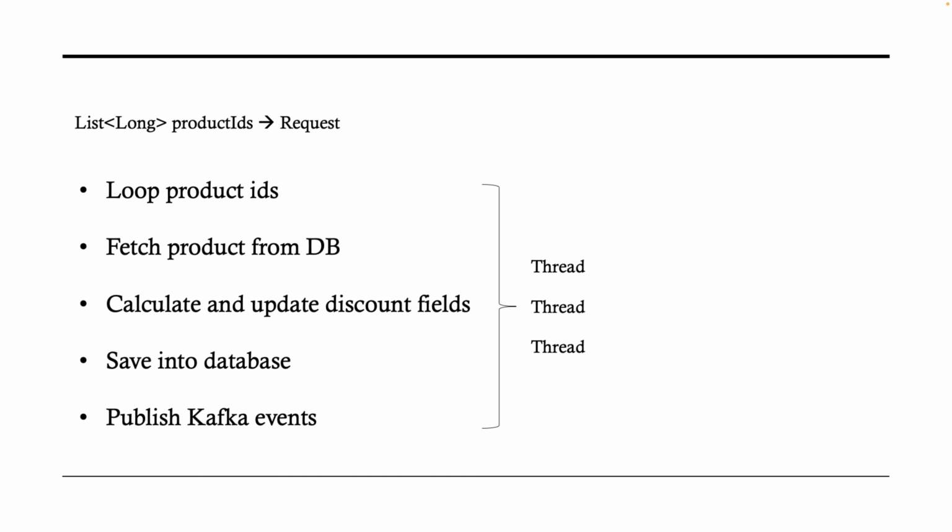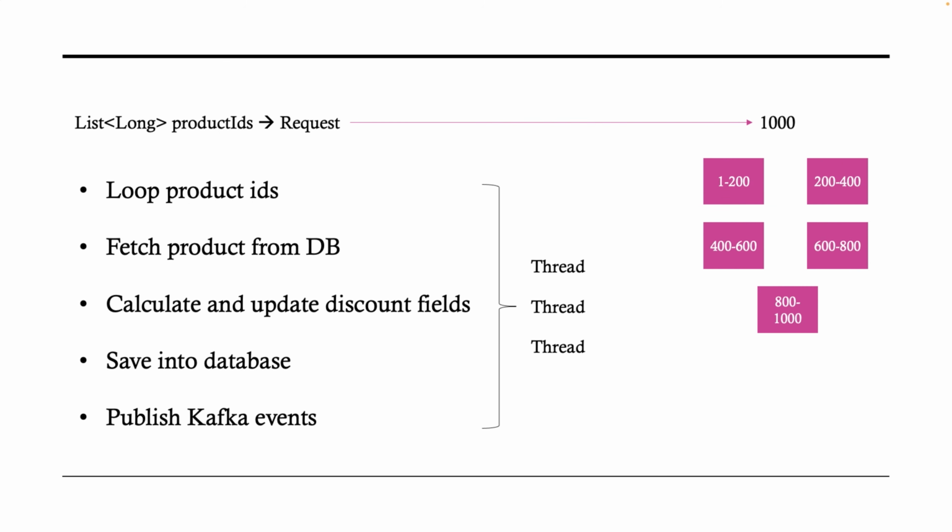So let's consider I'm getting 1000 requests, 1000 product IDs. Rather than processing them in a sequential manner, I can split these 1000 product IDs into batches. Let's say 1 to 200 is a batch, 200 to 400, 400 to 600, and so on. So I split them into batches. Now I will spin up threads based on the batch size. I have 5 batches, so I want to spin up 5 threads to execute the tasks concurrently. In this way, you have full control over threads to process the batches.